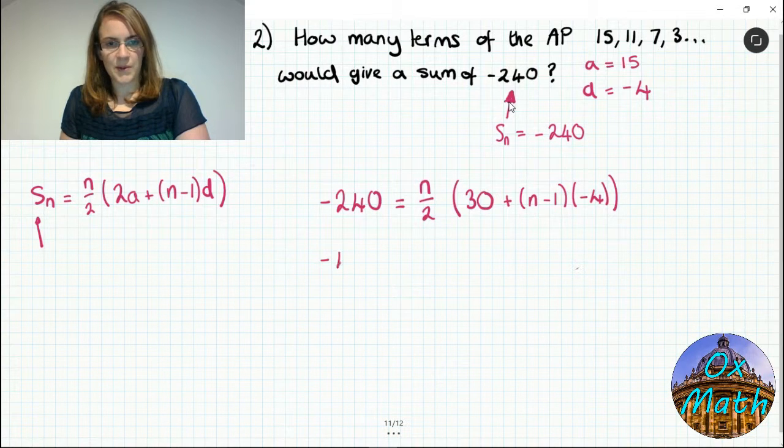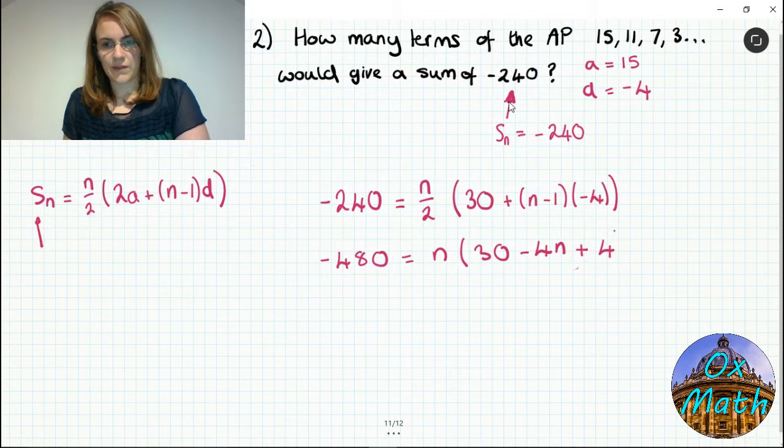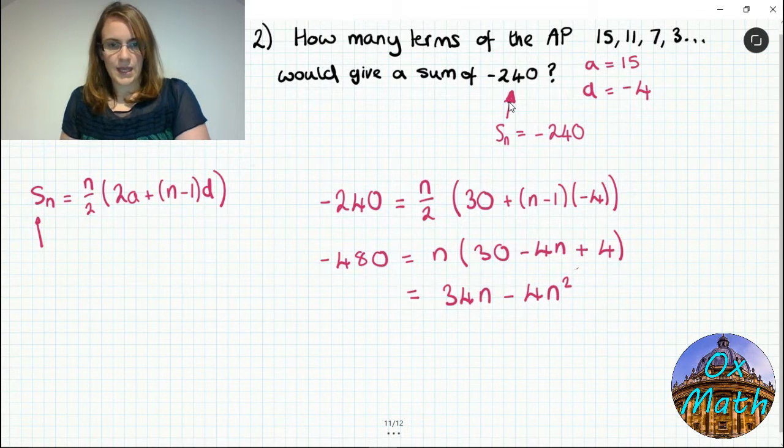So I'm going to multiply by 2 first to get rid of my fraction, and I'm going to expand inside my brackets. So n times minus 4 is minus 4n, minus 1 times minus 4 is plus 4, and then I'm going to expand and simplify at the same time. So 30 plus 4 is 34, so I've got 34n minus 4n squared equal to minus 480.